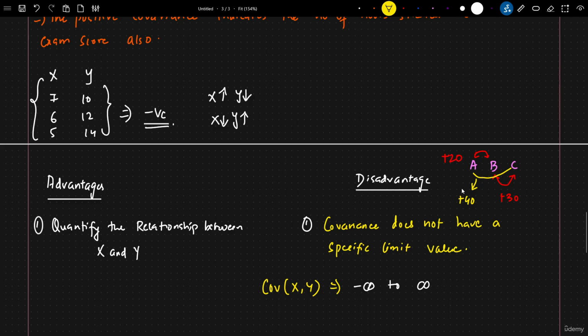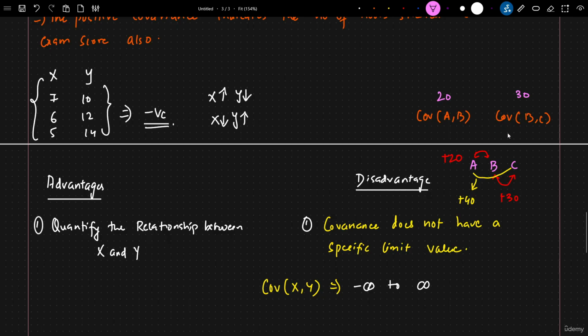Now here you can see that if I'm trying to find out this particular relationship, I will not be able to tell that the covariance of A comma B will be greater than, let's say over here, covariance of A comma B is 20. Here I have calculated the covariance of B comma C. I have 30, right? Now, if I have 30 over here and 20 over here, I cannot say in this scenario that covariance of B comma C is greater than A comma B.